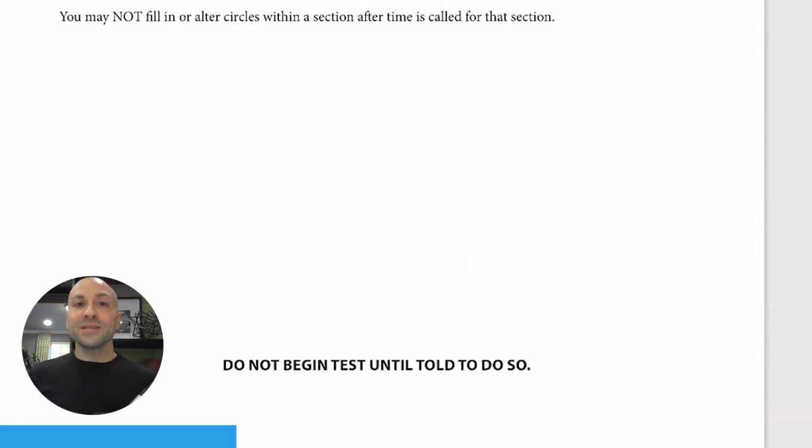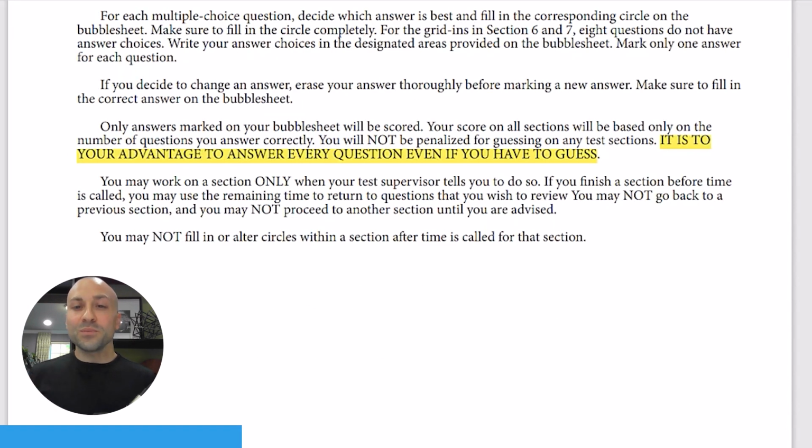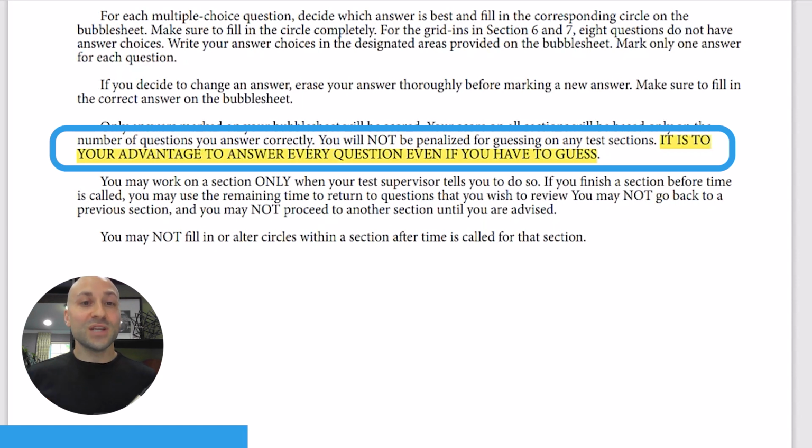On page 3, you'll see some details about some information, the most important of which is that it's to your advantage to answer every question, even if you have to guess. So keep that in mind. You want to treat it as much like you would the real test to really simulate testing conditions.